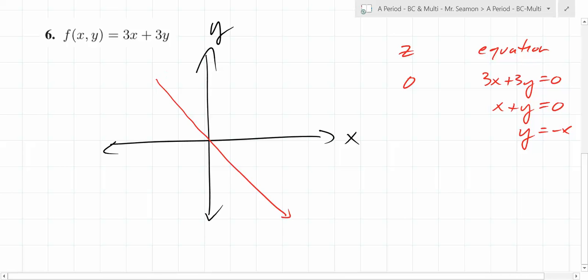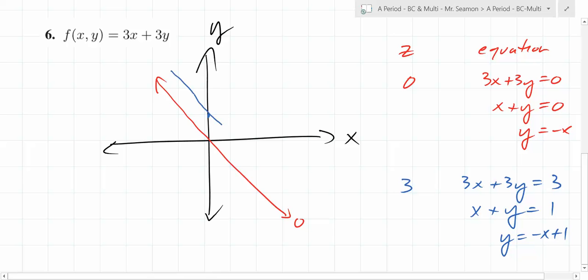So what do you have to do with this one? You have to label it 0. So this is 0. Then you pick another z value. What z value do you want to pick? How about 3? So you have 3x plus 3y is equal to 3. So x plus y is equal to 1. So y is equal to negative x plus 1. So where's that going to be? Oh, it hits here. This is a 3, right?